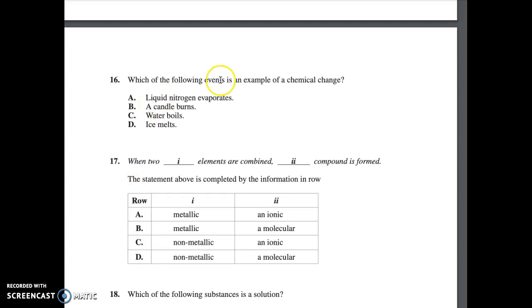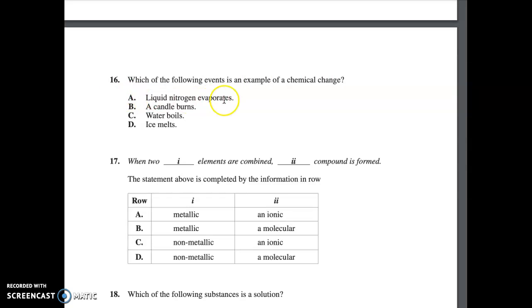Which of the following is a chemical change? So the opposite of a chemical change is a physical change. In chemical changes, you get something new. Okay, usually there's fire or gas being produced, or heat or light, and you can't put it back the way it was.